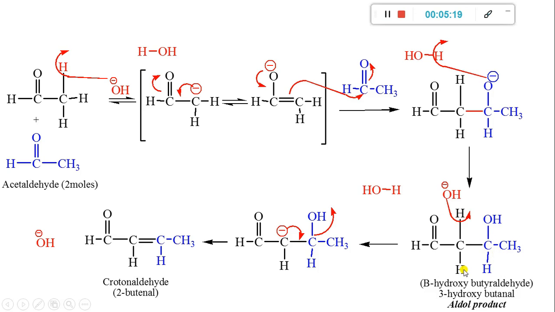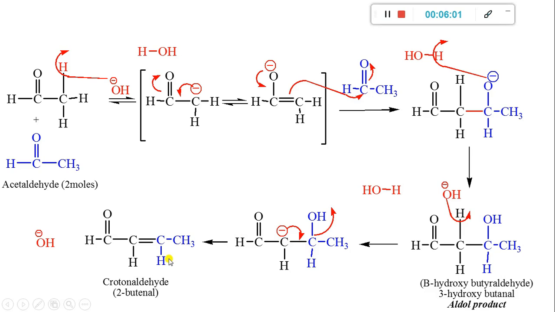So this is the main second step in this mechanism. This intermediate is dehydrated in the presence of OH minus. It still has alpha hydrogen, so this acidic alpha hydrogen will be abstracted by the OH minus to produce H2O and another intermediate, which easily loses hydroxide from the beta position to produce a double bond at the alpha beta position.